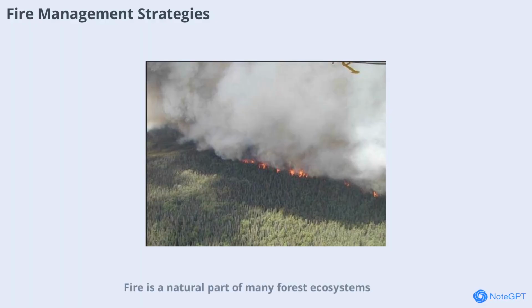Fire is a natural part of many forest ecosystems, but uncontrolled wildfires can be devastating. Fire management includes preventing unwanted fires, preparing for emergencies, and using controlled burns to maintain healthy forests. Controlled burns reduce fuel buildup, promote new growth, and restore natural processes. Fire breaks and emergency plans help protect people and property. By understanding fire's role and managing it wisely, we can reduce risks and support forest regeneration.